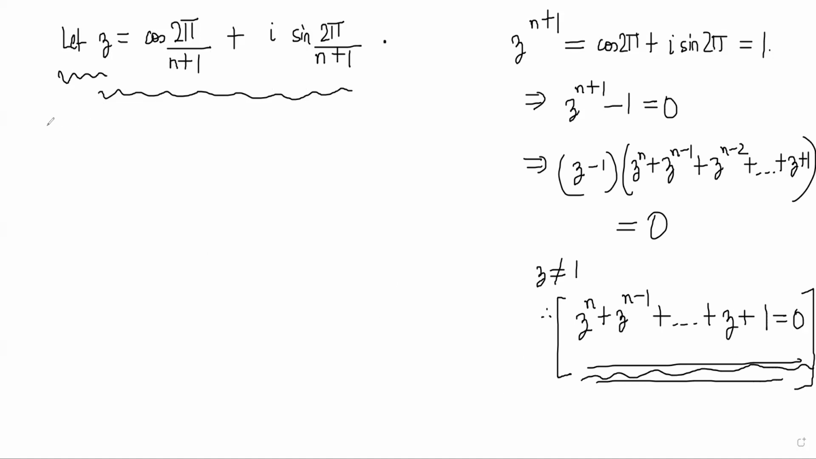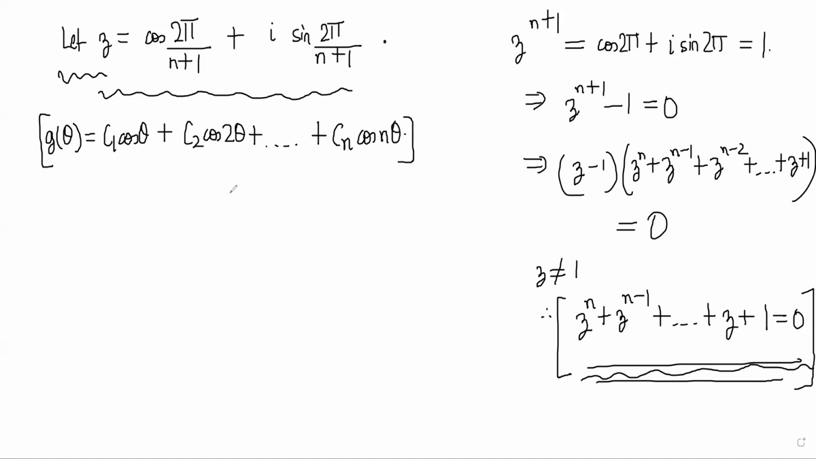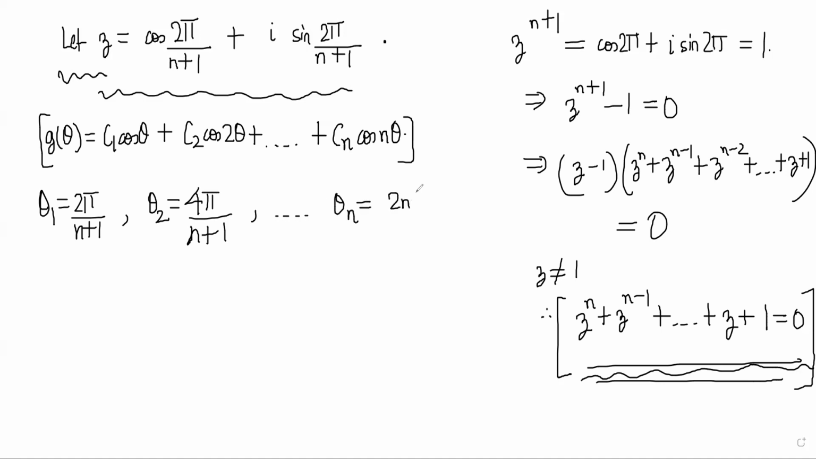So what we can say is we needed something like this. G of theta was equal to C1 cos theta plus C2 cos 2 theta and so on Cn cos n theta, right? This is the function that we wanted to understand. And what we can say is if theta 1 is equal to 2 pi by n plus 1 and theta 2 is equal to 4 pi by n plus 1 and so on, theta n is equal to 2n pi by n plus 1, right?